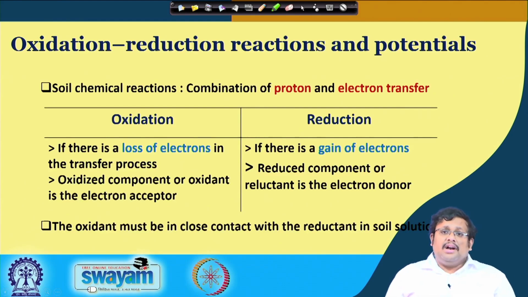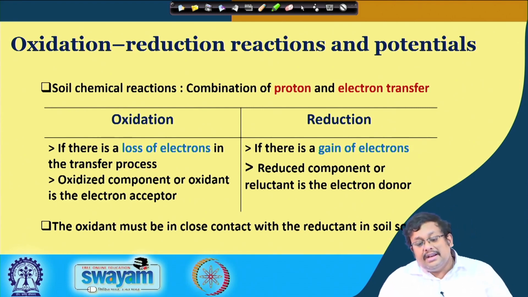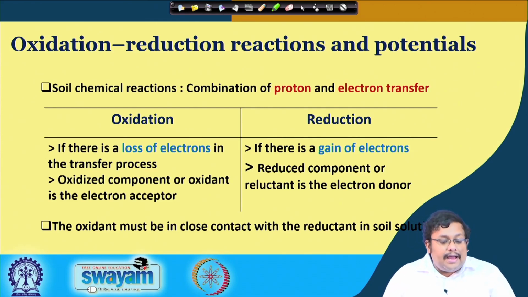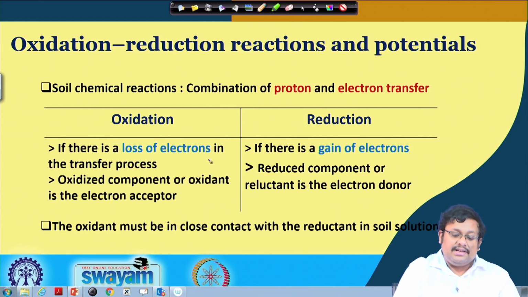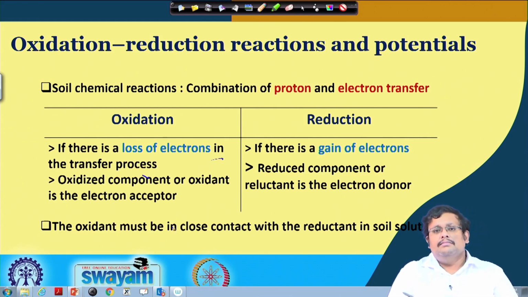So, let us start with the first definition of oxidation and reduction. So, what is oxidation and what is reduction? Now, soil chemical reactions basically show the combination of proton and electron transfers, and we call it oxidation when there is a loss of electrons in the transfer processes. In contrast, in case of reduction there is a gain of electrons. It is common knowledge of chemistry.